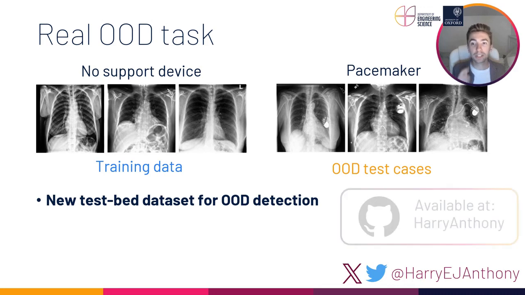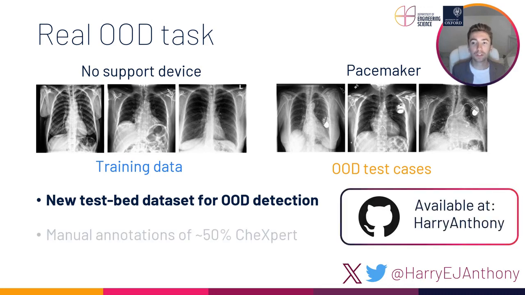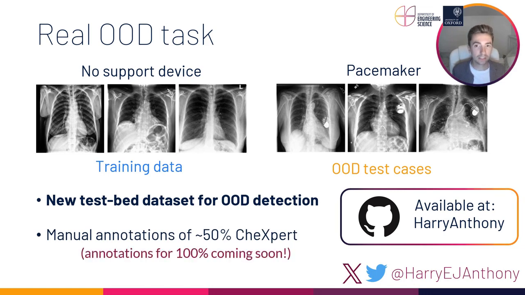We manually annotated approximately 50% of the frontal X-rays in the CheXpert dataset, creating a class of images with no support devices that can be used as an in-distribution set, and a class for pacemaker devices, which contain a visually distinct image pattern and can be used as our out-of-distribution test set, enabling analyses of the performance of out-of-distribution detection methods on a real artifact.